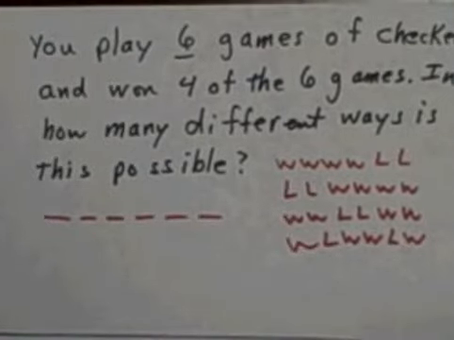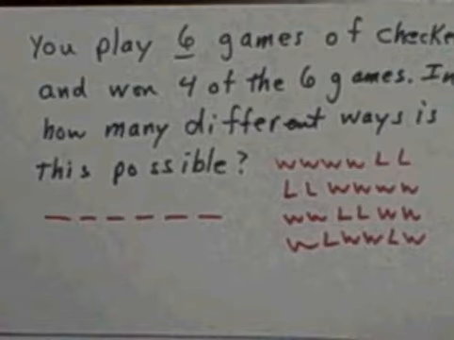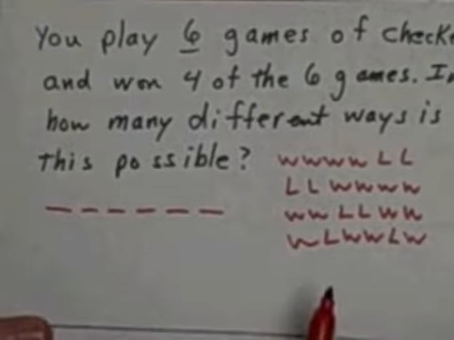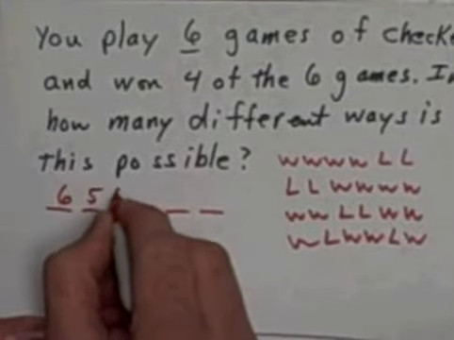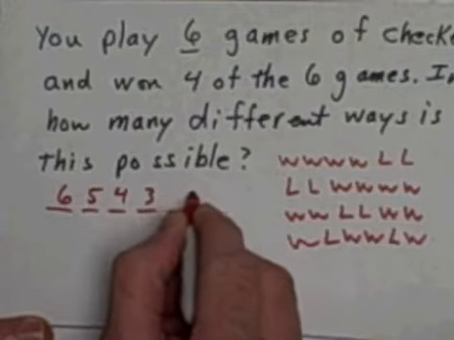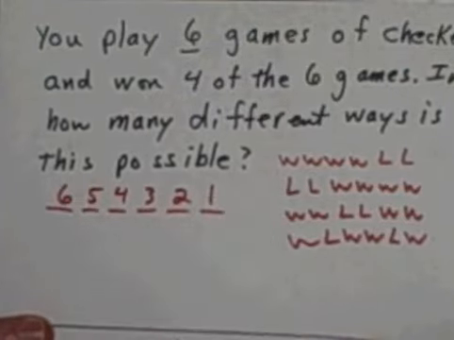Now, you might think that this problem is similar to the one we just did about the 5 children being the boys or girls. Here we have wins or losses. But this really isn't. This is a special case of a permutation. And this is how we do it in math. 6 times 5 times 4 times 3 times 2 times 1.